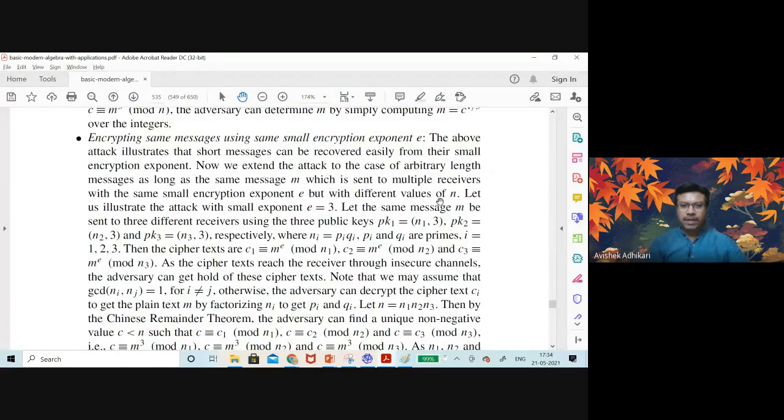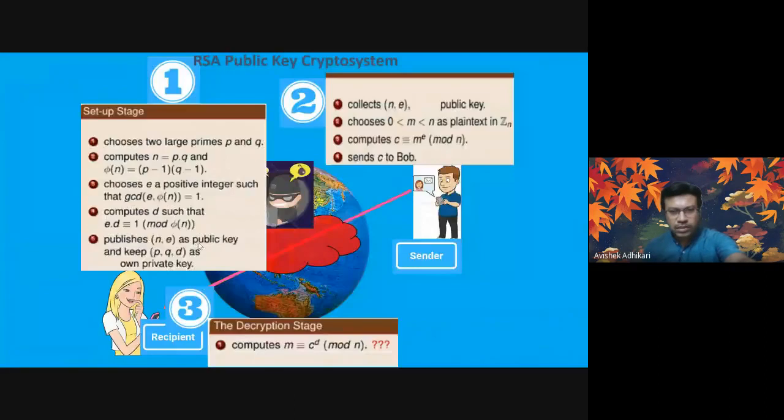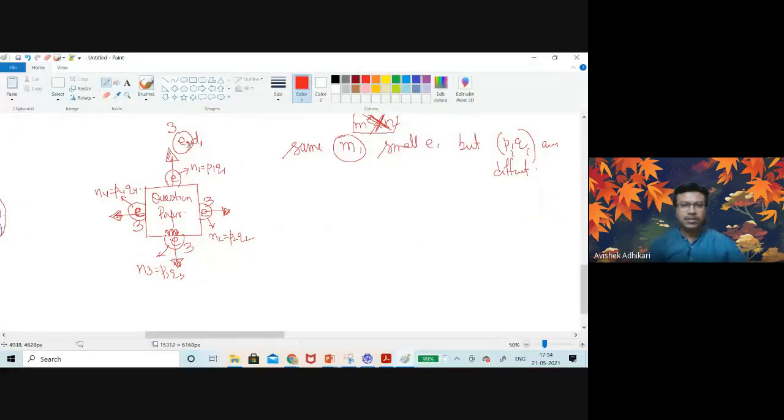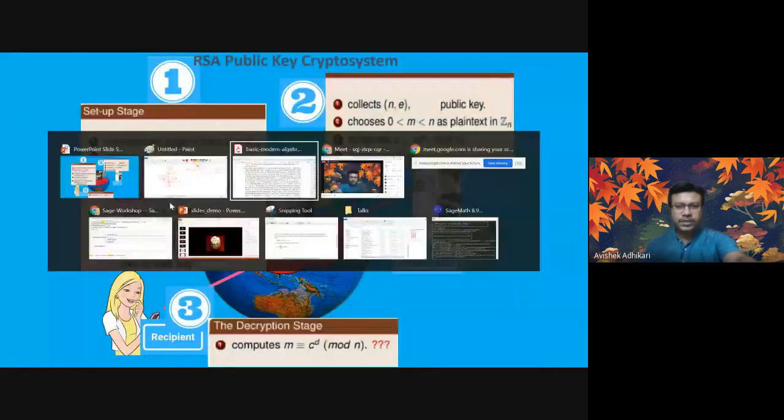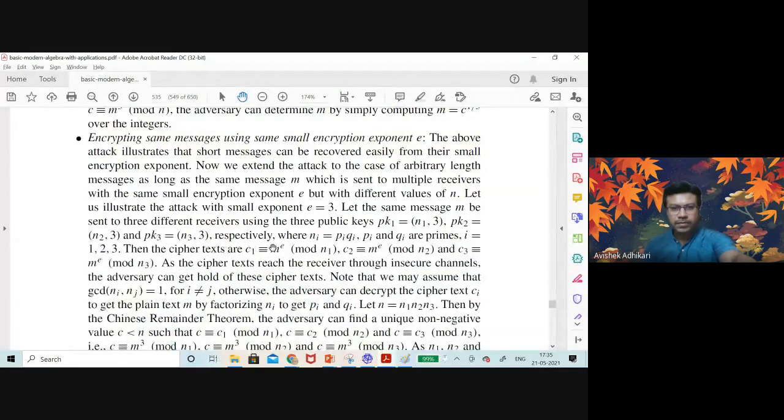Okay. So let the same m be sent to 3 different receivers using the same exponent 3 and public keys n1, n2, and n3. Okay. So the same thing I have just explained: with e and n1 is my public key, 3 and n2 is my public key, 3 and n3 is my public key, and 3 and n4 are my public information. Okay.